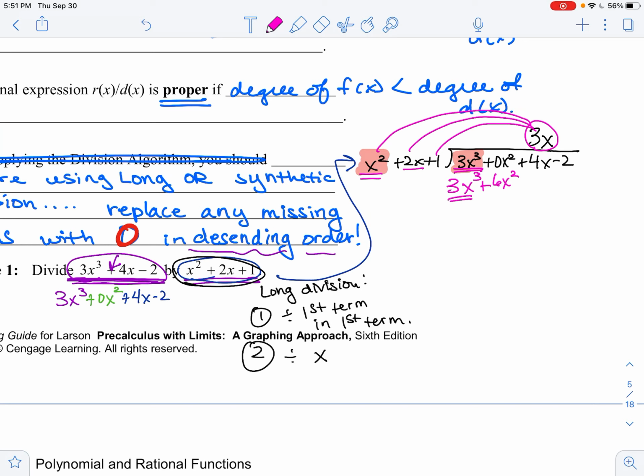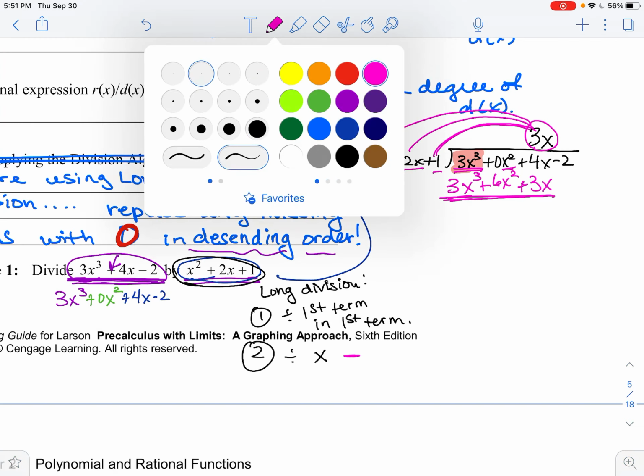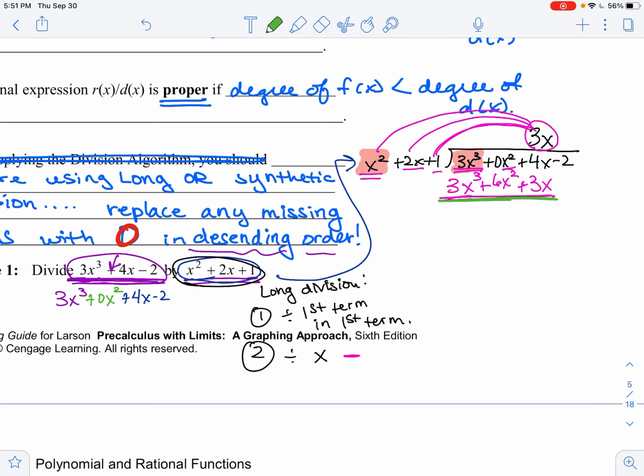Notice how we're lining it up with the x squared terms, which is why it's so important that we had that 0 placeholder. And then 3x times 1 is just 3x. So we multiplied back. And now we're going to subtract. I say draw the line, change the signs, because subtracting everything means everything is going to be changing signs.